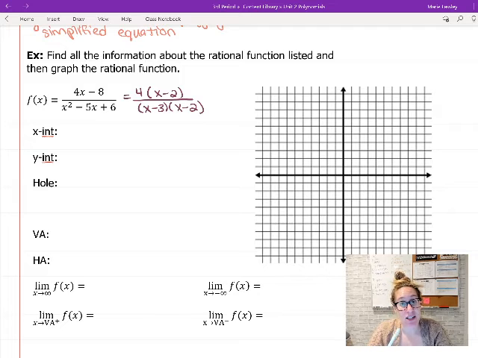This is a good start because I see that there is something that I can simplify out of both my numerator and my denominator. I have an x minus 2 on top of both. So this tells me that I have a hole.